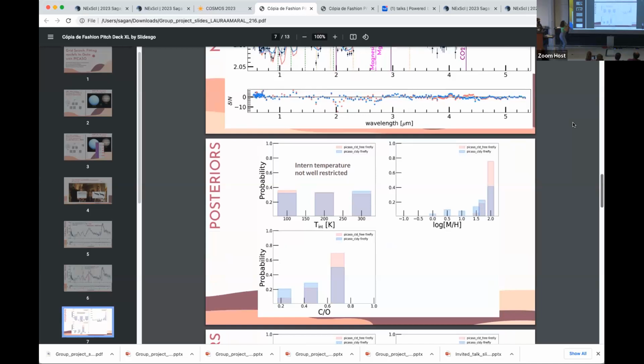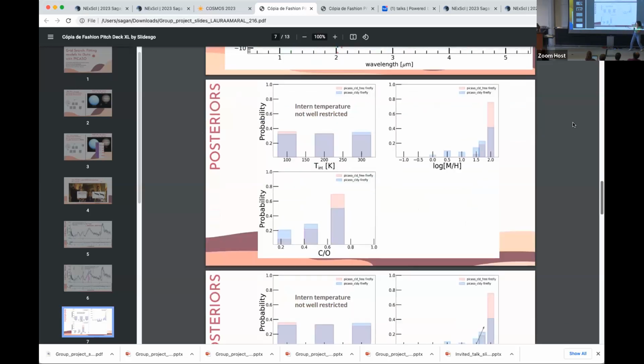For the posteriors, you can see that you cannot constrain the temperature of the inside of the planet. So it's okay, you can move on to the next one, please.